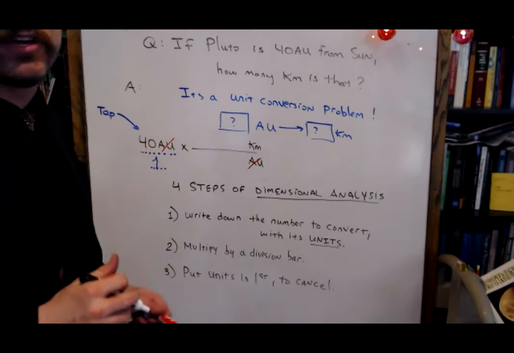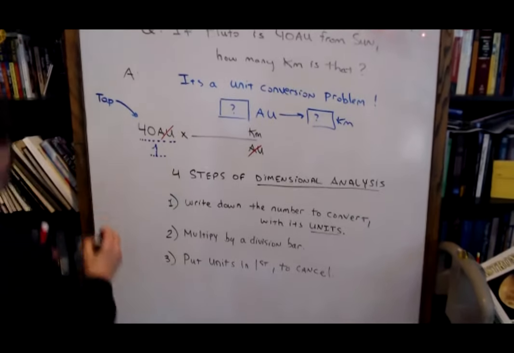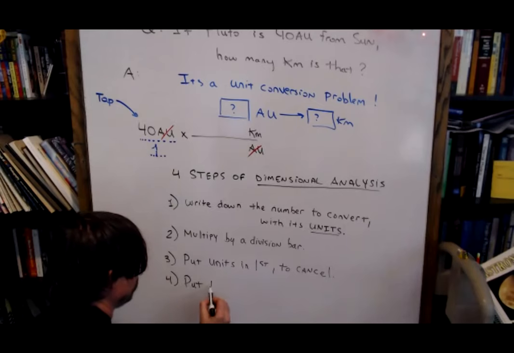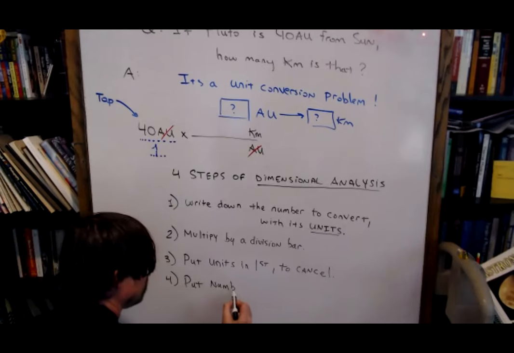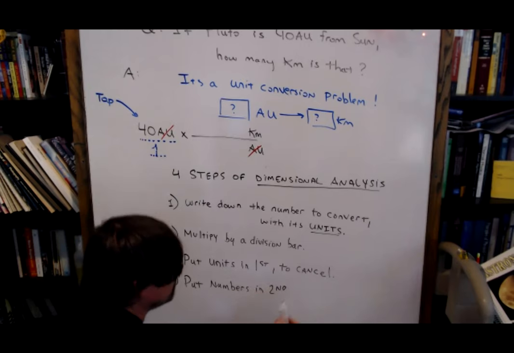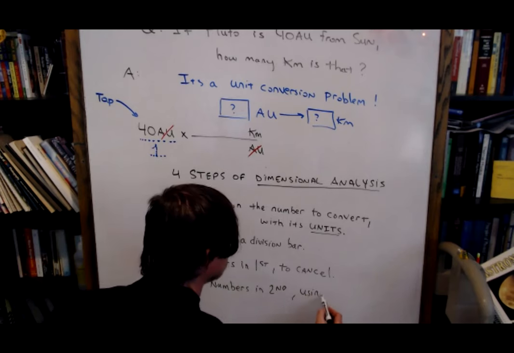Now after you've done the good work, then it comes time for the nasty bits at the bottom here. Step four is we put in the numbers second. Put the numbers in second. And to do this, we use our conversion factors.